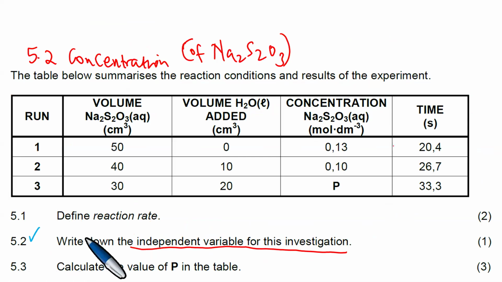Okay, calculate the value of P. Let's find the value of P. They were asking us to write down the independent variable. It is the concentration of the sodium thiosulfate.